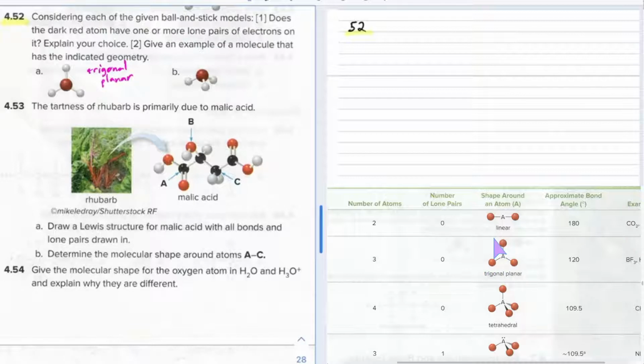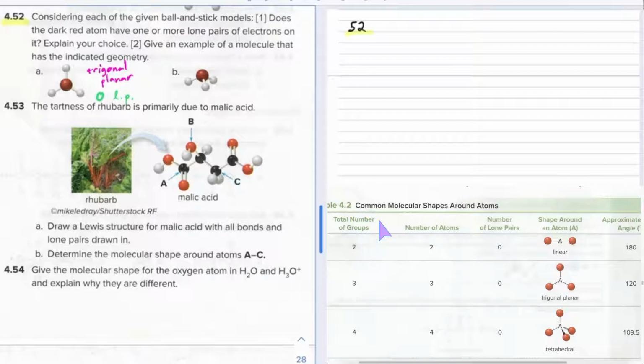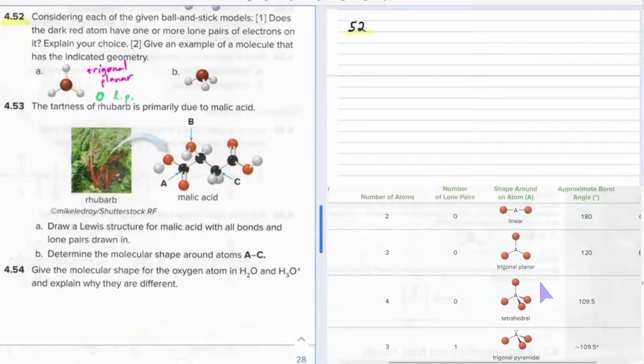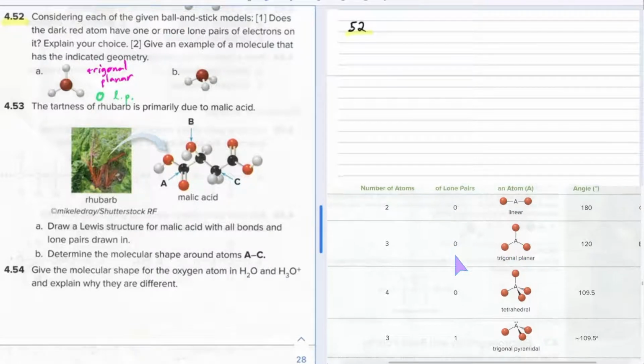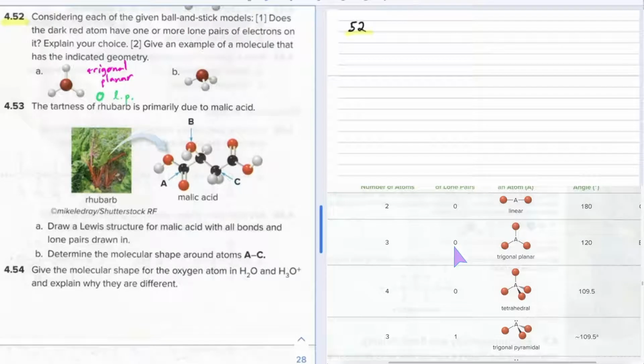So I would say 0 lone pairs. As far as explaining your choice, does it have lone pairs or does it not? I said it doesn't, 0 lone pairs. To explain the choice, I'd say, well, that's what table 4.2 says. The trigonal planar geometry does not have any lone pairs, according to table 4.2.